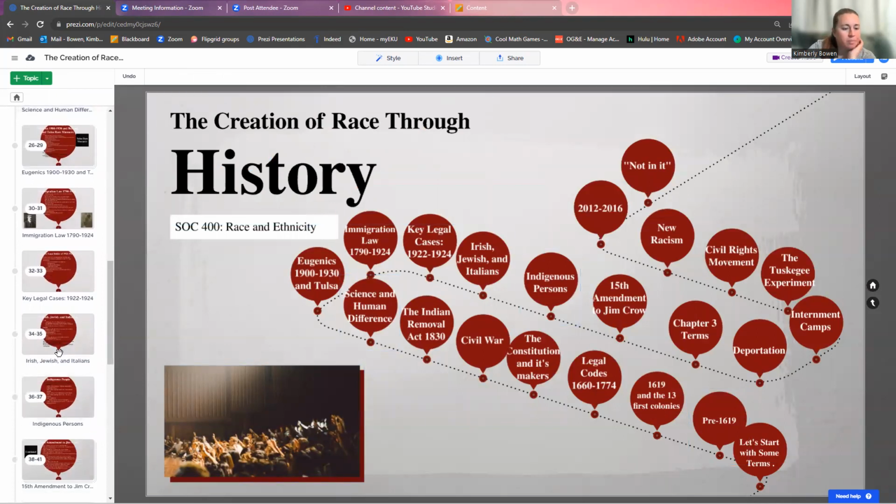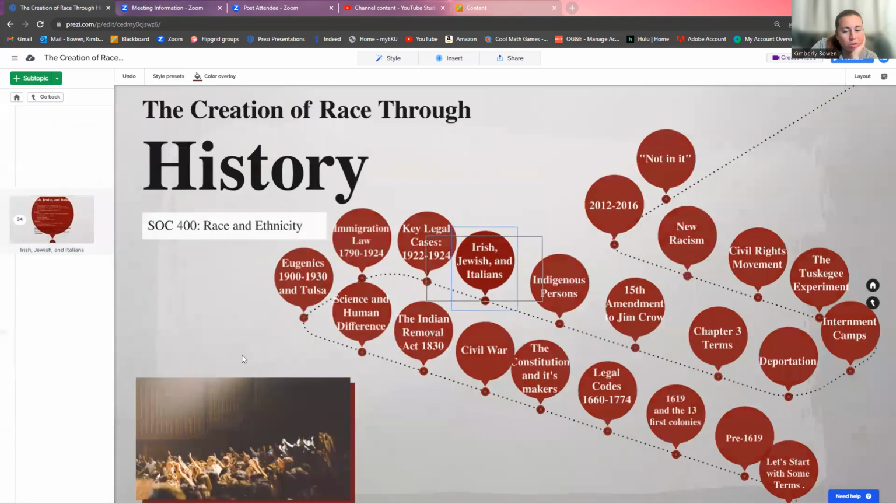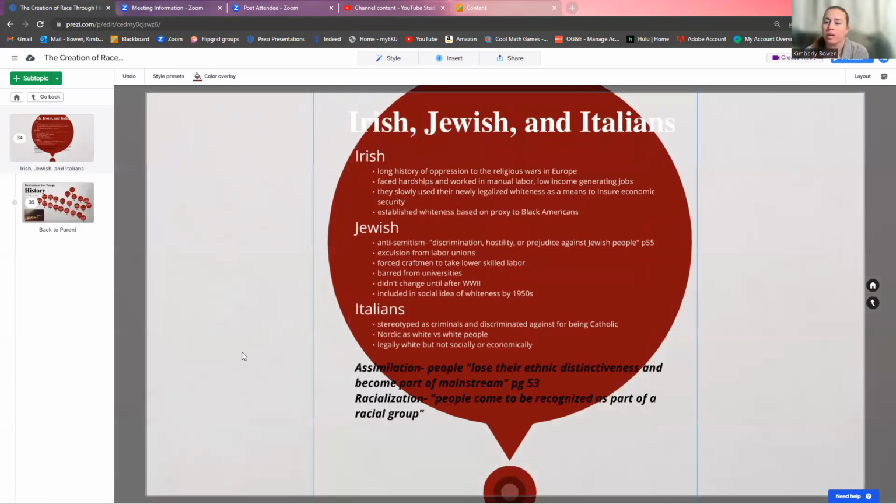All right. And then we're going to go to some of the core groups that really challenged this idea of whiteness and had a long history of bouncing between what was considered white and what was not: the Irish, Jewish individuals, and Italians. And we're going to talk a little bit about them.